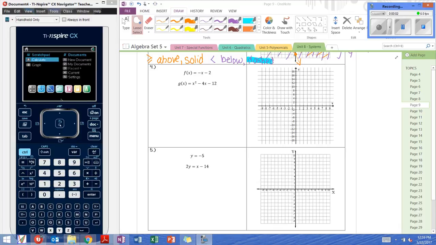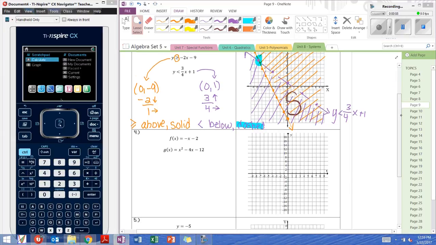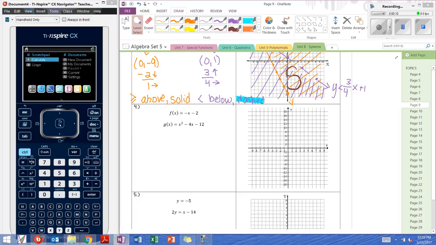Okay, so let's take a look at example number 4. It looks like we are graphing a linear and a quadratic system. So the line is pretty self-explanatory and straightforward. It's the same as we've been doing. We have a y-intercept at (0, -2), and the slope here is -1. So -1 over 1 means down 1 to the right 1.